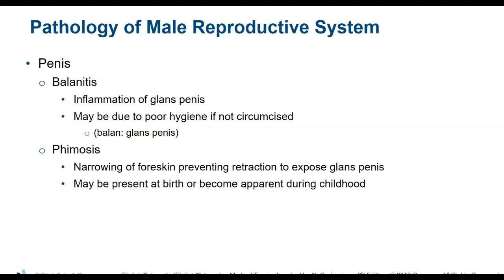Phimosis is actually the narrowing of the foreskin, preventing the retraction of that foreskin to expose the glans penis. This can be present at birth, or it can become apparent during childhood. That is a problem that will need to be taken care of.